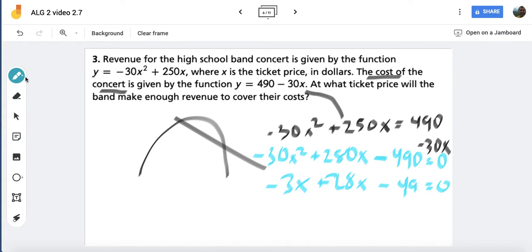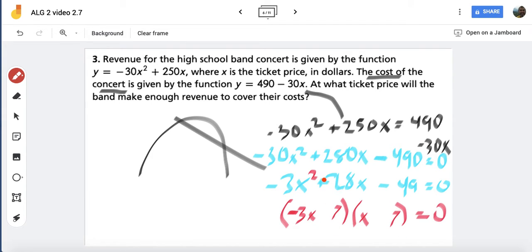I'm not sure if it's allowed or not, but okay, I'm going to factor it because I noticed 49 can only be 7 times 7. One's got to be positive, one's got to be negative. I also have negative 3x squared, so one of these has to have a negative 3x, and one has x. You can use the quadratic. I'm just solving by factoring because I notice 49, 7 times 7.